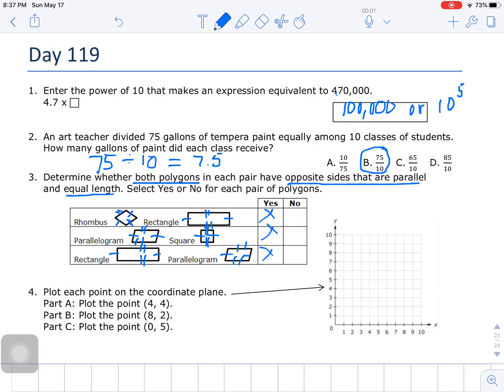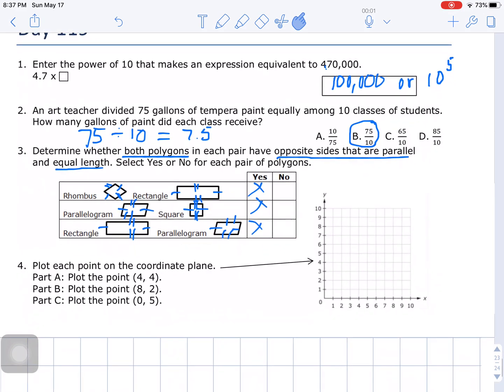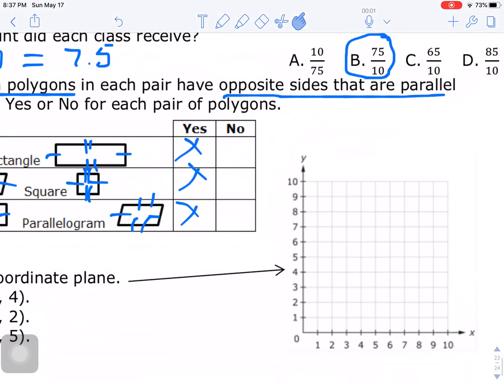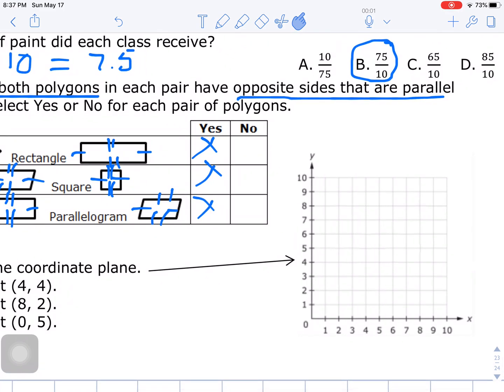Okay, for problem number 4, plot each point on the coordinate plane. Part A, plot point 4, 4. And remember, we want to go over and then up. I'm going to see if I can enlarge this a little bit. It's being a little stubborn. Okay, so part A is start at the origin, we go over 1, 2, 3, 4, and up 4. That's part A.